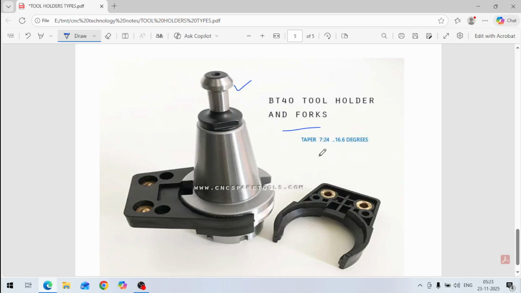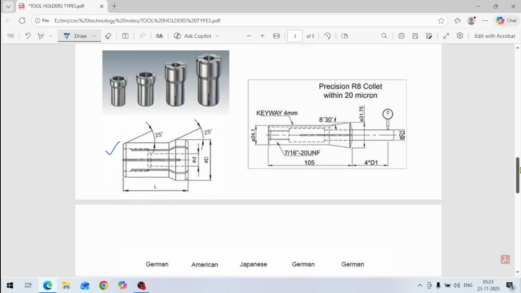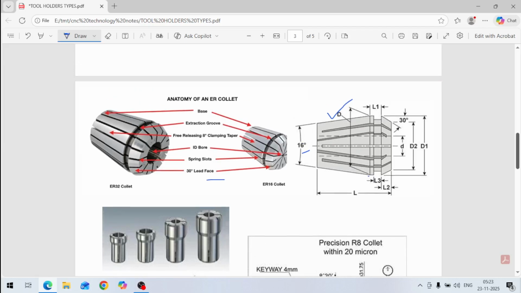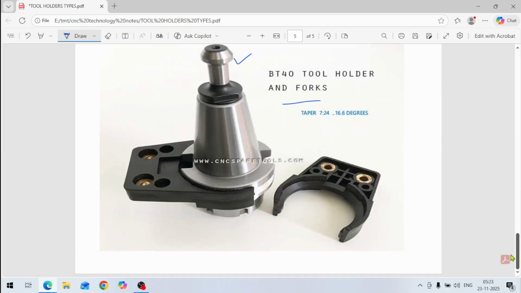So I think it should be clear to you. These are collets, adapters, tool holders, everything.